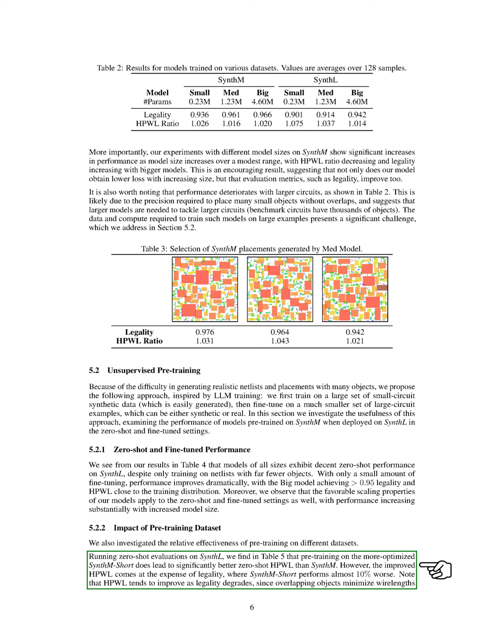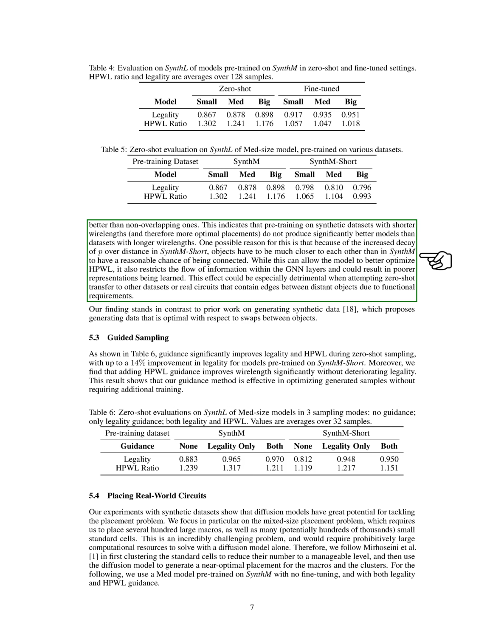Interestingly, wire length tends to decrease as legality worsens because overlapping objects can reduce wire length more effectively. This suggests that pre-training on datasets with shorter wire lengths may not necessarily produce better models compared to datasets with longer wire lengths. One reason for this could be that in Synth-M short, objects need to be placed much closer together due to a faster decay rate over distance, which can hinder the flow of information within the model's layers. This limitation may result in poorer representations being learned, especially when transferring to other datasets or real circuits with edges between distant objects.